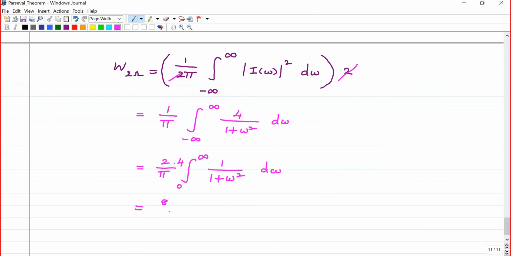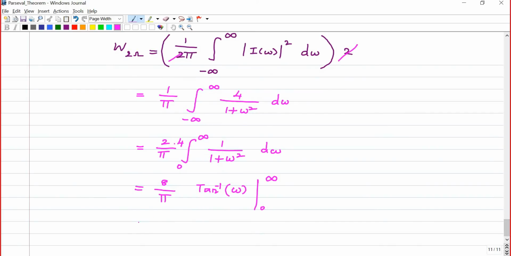So this is 8 over pi. This expression we know, this is something like tan inverse. So this is a square, a value is 1. So 1 over 1, I am not writing all those things. I hope you know this. Tan inverse omega by 1, it's again omega. If you want, you can write 1 over 1, omega over 1. Okay, I'm just skipping the step.